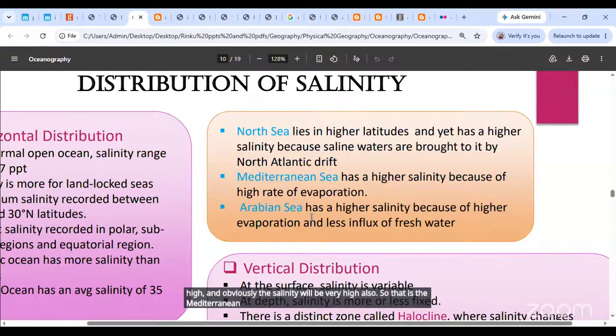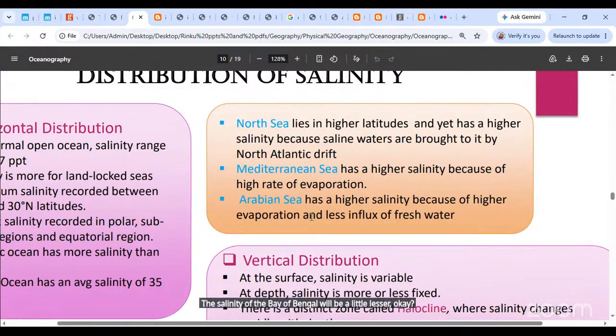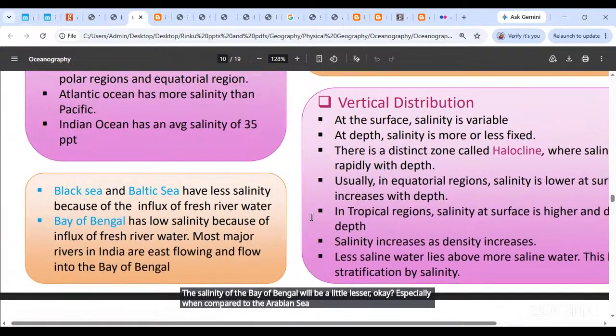And lastly, you have the Arabian Sea. We already discussed this, right? That the Arabian Sea will have a higher salinity because it has a high rate of evaporation, considering the latitudes it lies in, and less influx of fresh water. And compare that to Bay of Bengal. Bay of Bengal will also have a high rate of evaporation, but it has a large amount of influx of fresh water from the various rivers that pour into the Bay of Bengal. And that's why the salinity of the Bay of Bengal will be a little lesser, okay, especially when compared to the Arabian Sea. And one more example is going to be the Black Sea and the Baltic Sea.